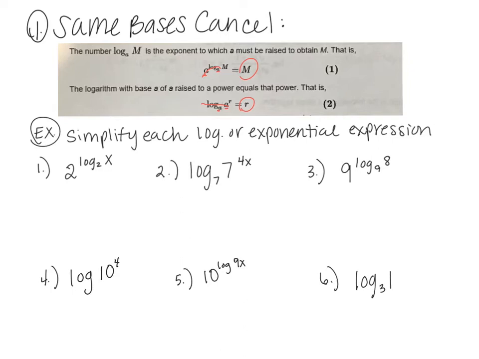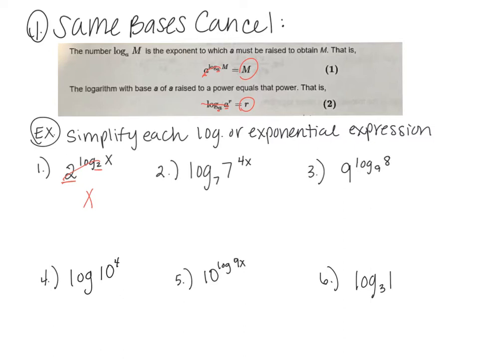All right, so let's look at a couple examples, see how we can simplify them, whether it's written as a log or an exponential. Here we've got an exponential base of 2, a log base of 2, so those would cancel, and my answer would just be x. We're not looking for a single number here sometimes. We're just wanting to simplify it, get it to an easier form to look at.